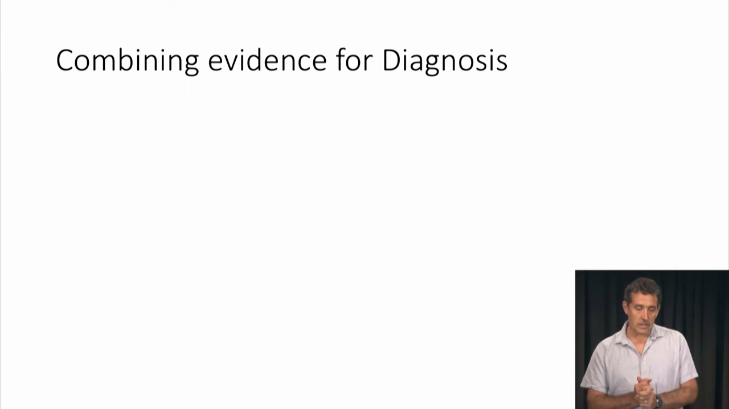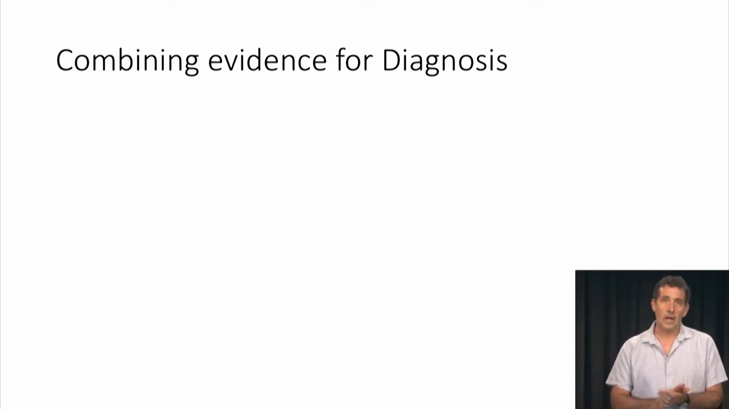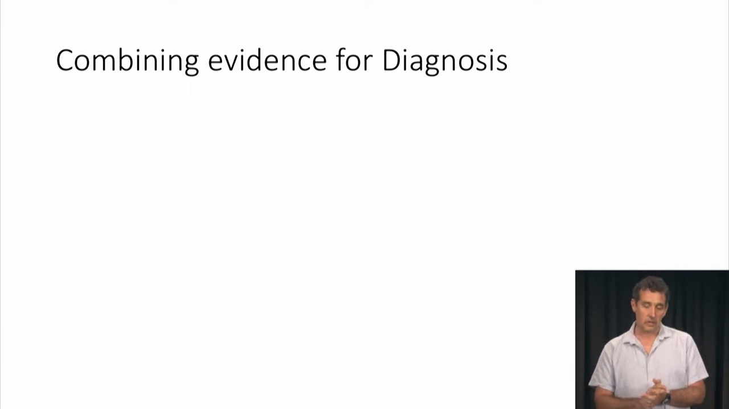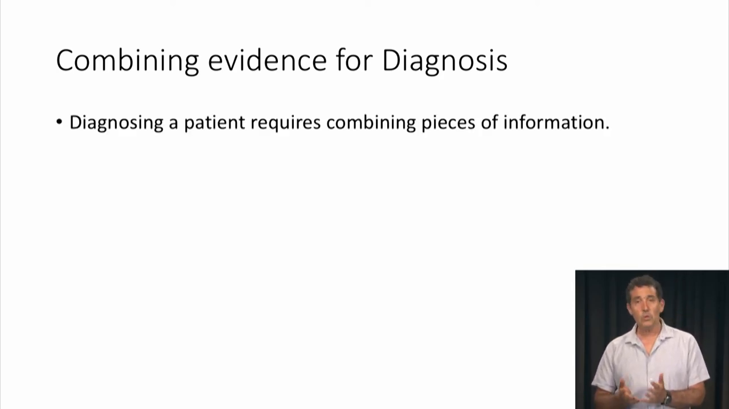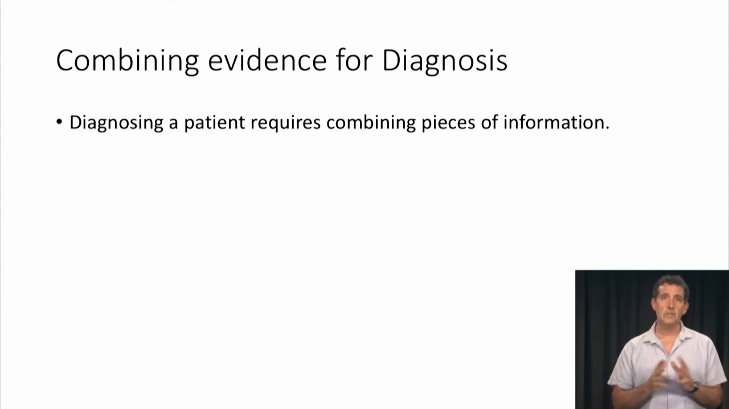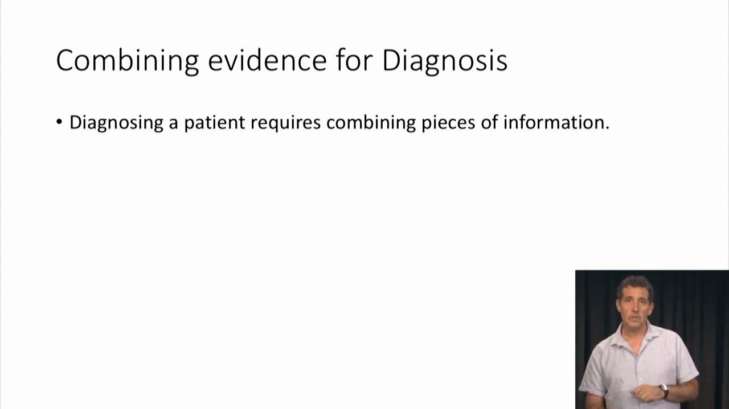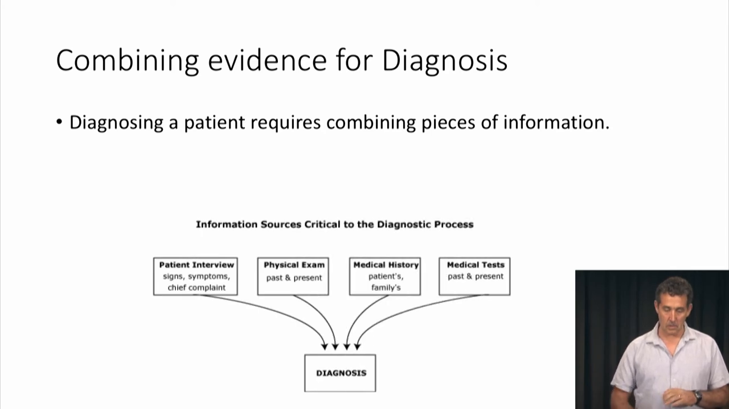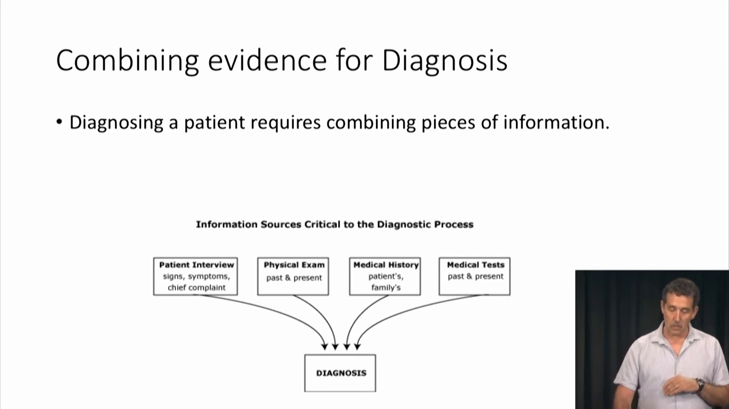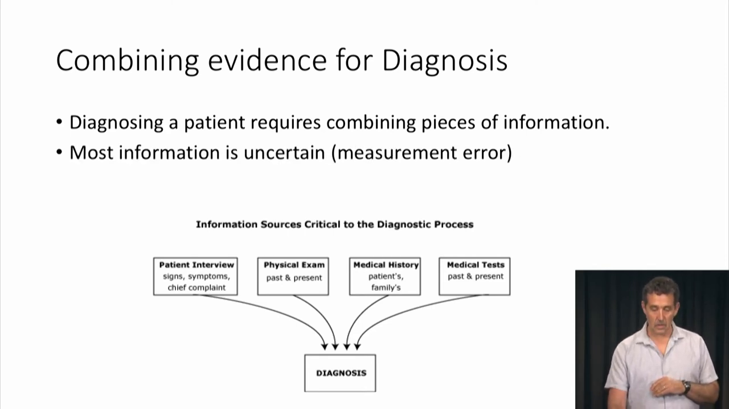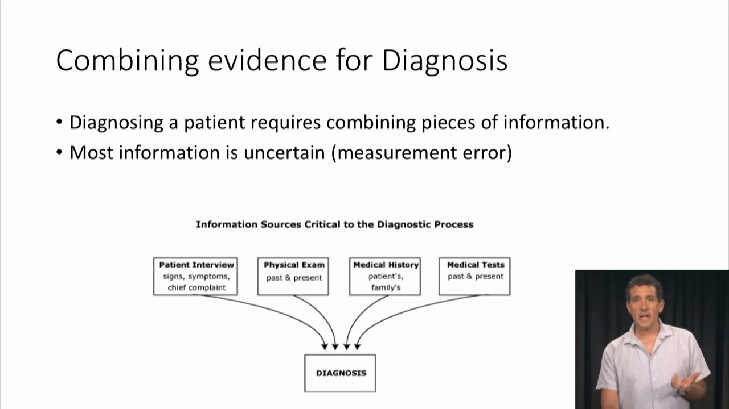Okay, so let's think about the kind of problems that are faced by a doctor. If you want to diagnose a patient, it requires putting together many different pieces of information. This is a little diagram that gives you different types of information that go into the diagnosis: the patient interview, physical exam, medical history, medical tests. And most of the information is uncertain, right?